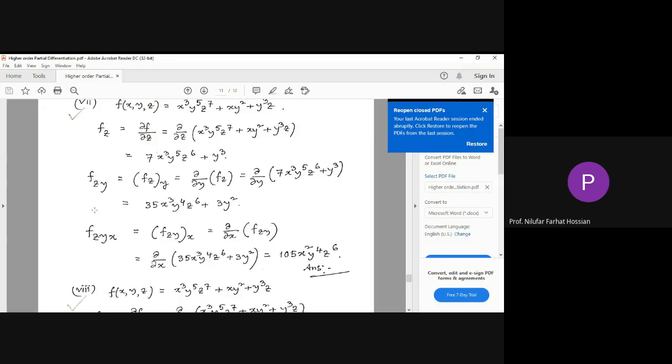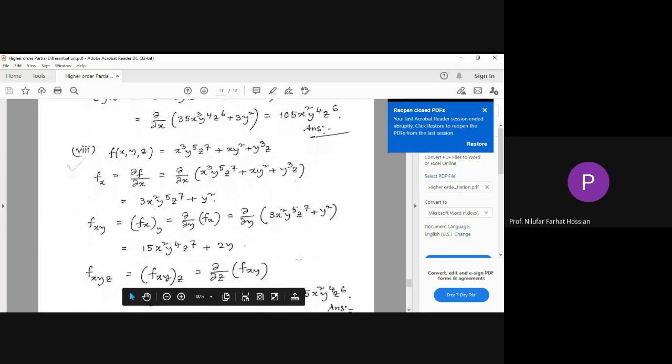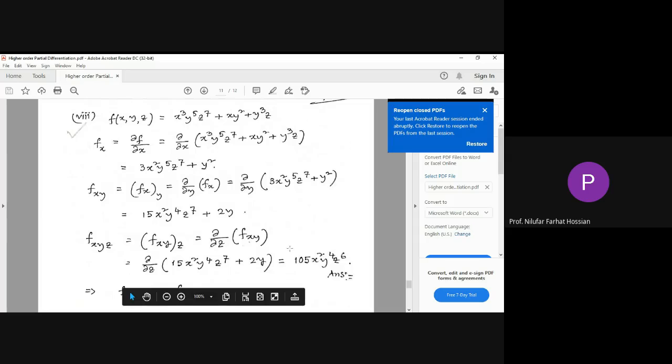Okay, then the last one with respect to x. So it will be partial differentiation of this fzy with respect to x. Okay, I think we have done this one. I'm sorry. I should have looked into this. At first with respect to x, then with respect to y, then with respect to z.